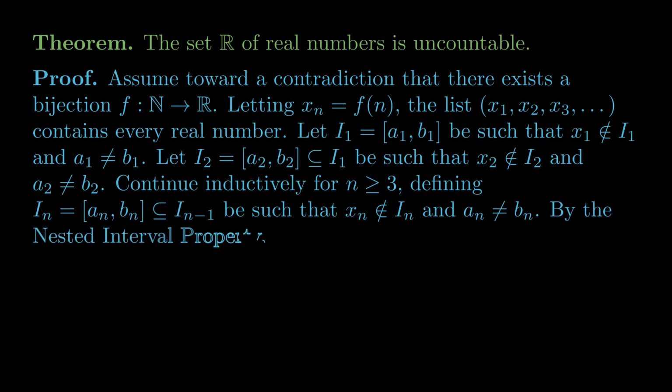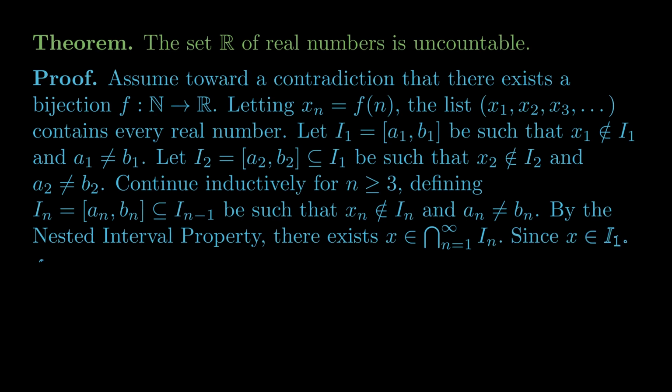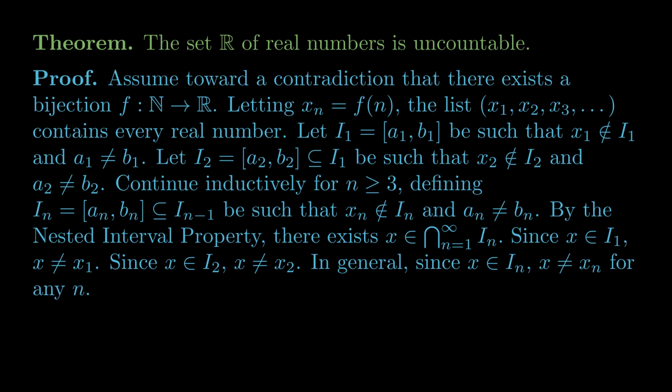Now, by the nested interval property, the infinite intersection of all of these intervals is non-empty. So say it contains an element x. Then x lives in each of these intervals. Since x lives in I1, x is not equal to x1. Since x lives in I2, x is not equal to x2. And in general, since x lives in In, x is not equal to xn for any n, which means x is not on our list.